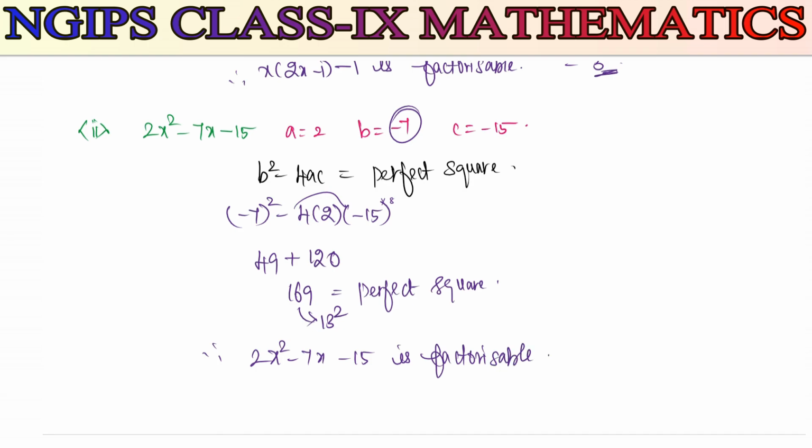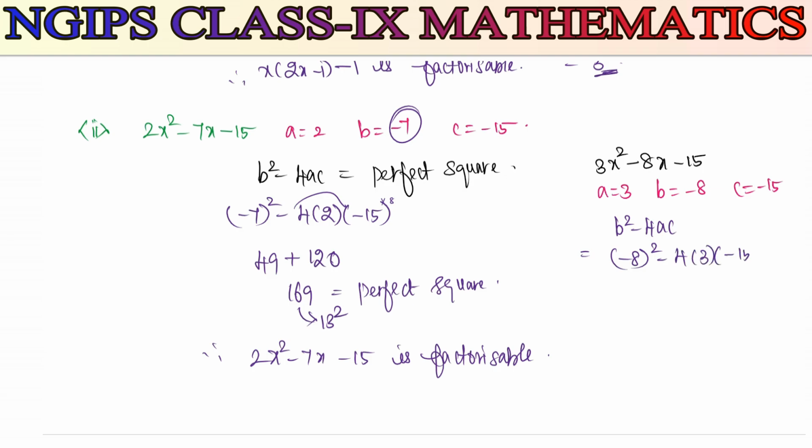Now I will give another example. Here we have the expression 3x square minus 8x minus 15. Now we have here a is equal to 3 and b is equal to minus 8, c is equal to minus 15. Now we have to apply the condition here. B square minus 4ac is equal to b value it is minus 8 whole square minus 4 into a value it is 3 and c value it is minus 15.